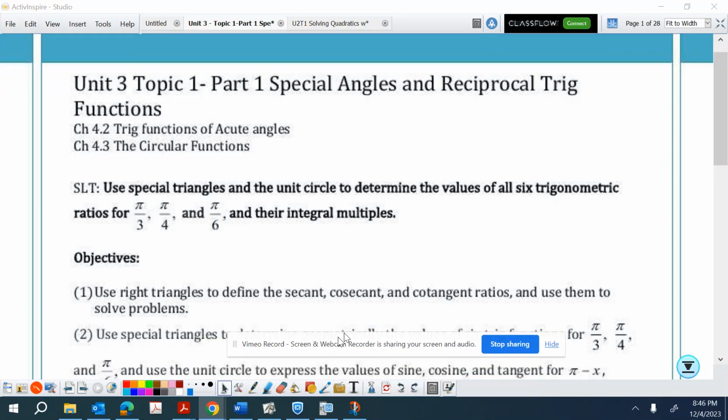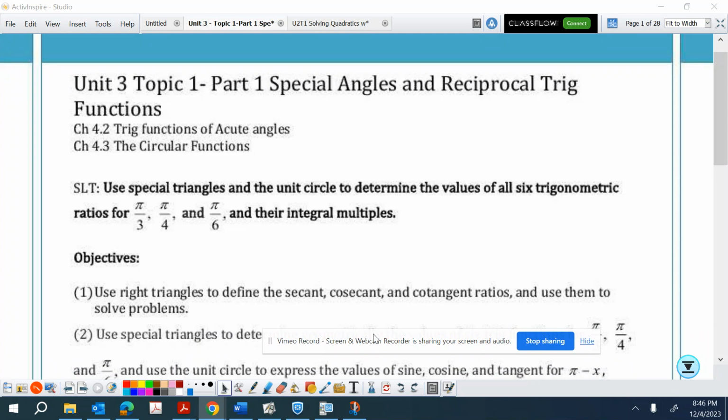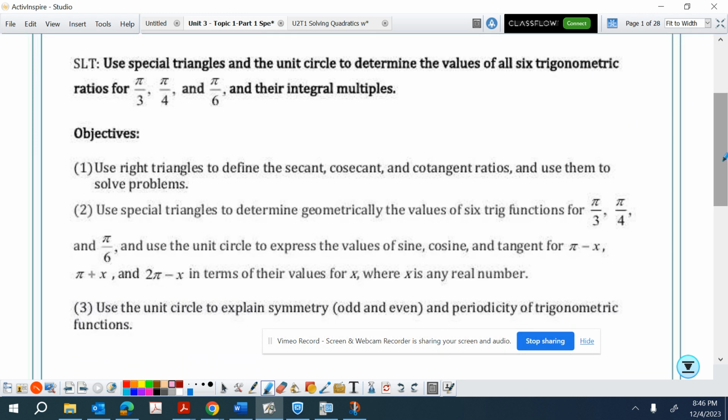The new packet is Unit 3, Topic 1, Part 1, Special Angles and Reciprocal Trigonometry. A lot of the beginning of this packet is review from last year, and most of today's lesson will be that. Today we'll introduce three new trig functions you already know: cosine, sine, and tangent. We're going to add their reciprocal functions known as secant, cosecant, and cotan.